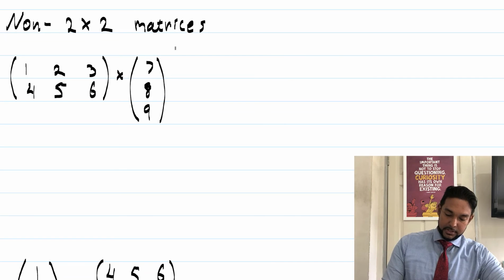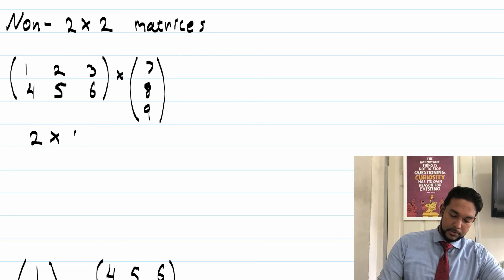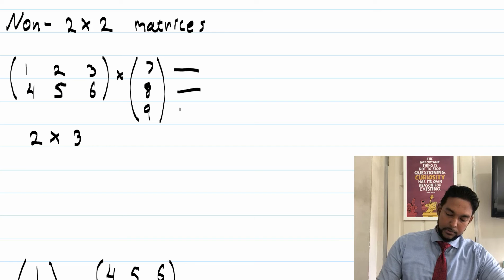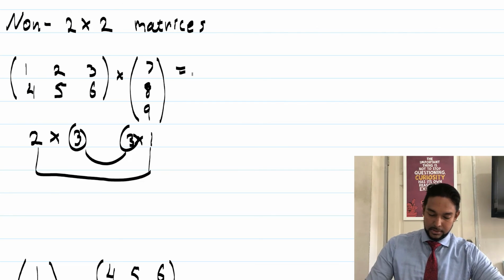Okay, so firstly, let's get this one going. So here we have 2 rows and 3 columns, which means the order of that matrix is 2 by 3. This one, we have 3 rows and 1 column, which means we have a 3 by 1 matrix. These two numbers are equal, therefore we can multiply them, and the resulting matrix will be a 2 by 1 matrix. Let's take a look and see how this will turn out.